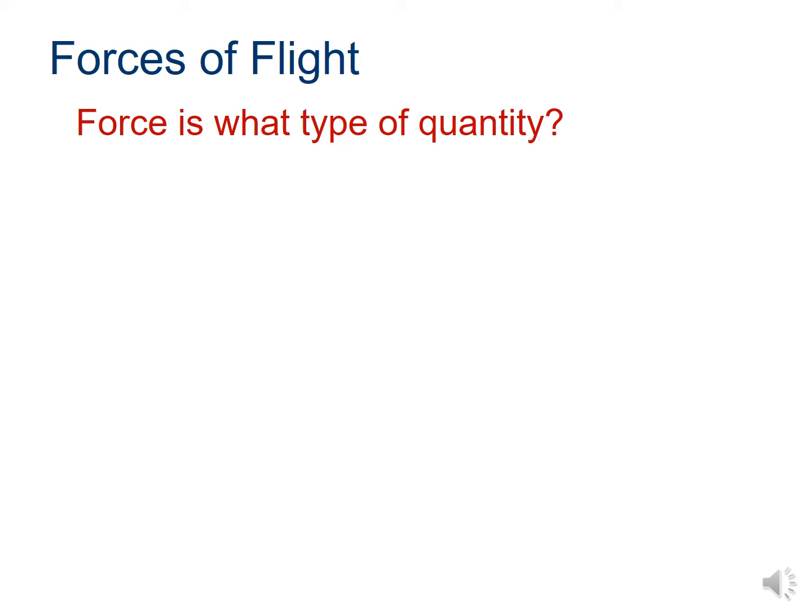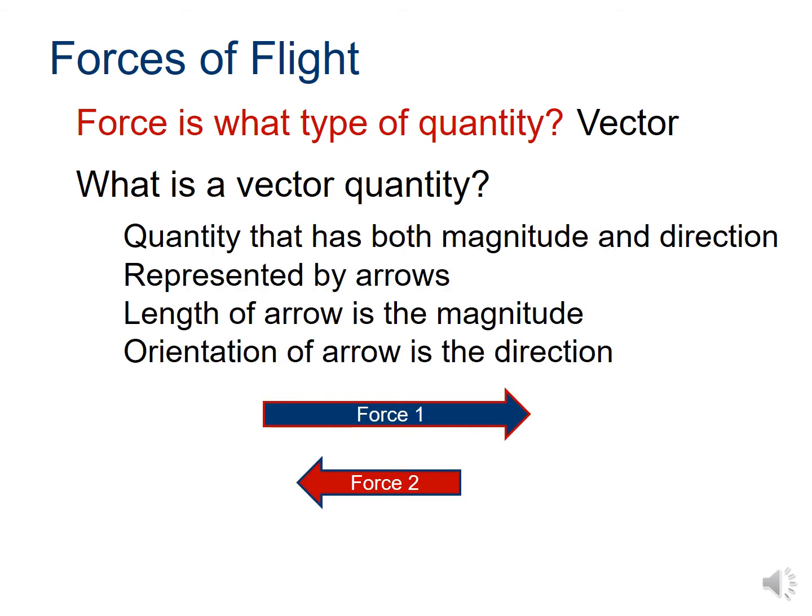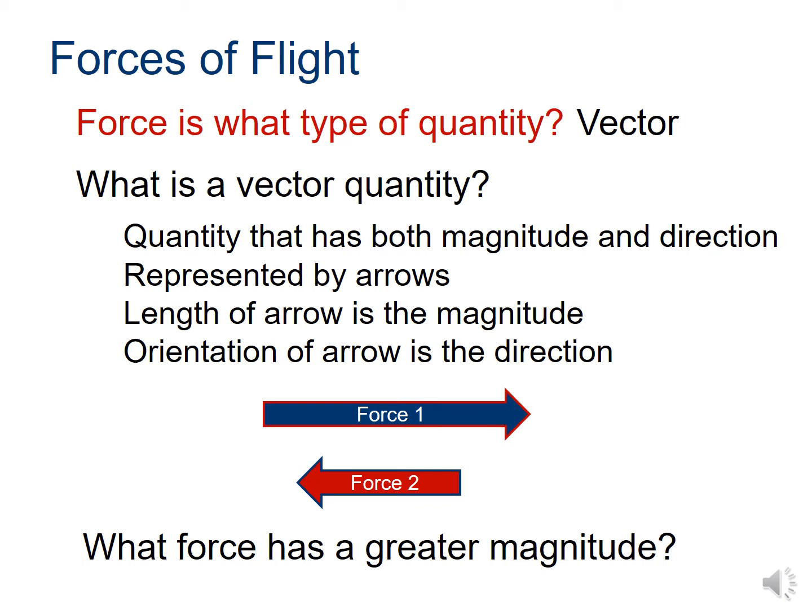Remember, force is a vector quantity, which means it has magnitude and direction. We discussed this in detail during POE, so this is simply a quick refresher. Remember, force vectors are represented by arrows where the length indicates magnitude and the orientation indicates direction. This image shows force 1 acting to the right with a greater magnitude than force 2 acting to the left.